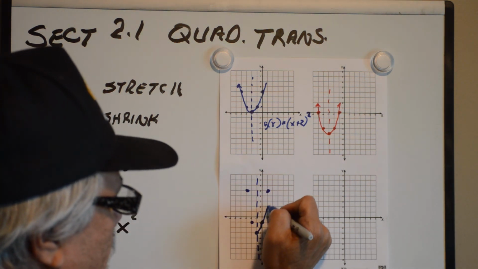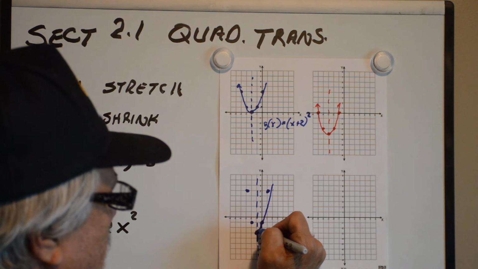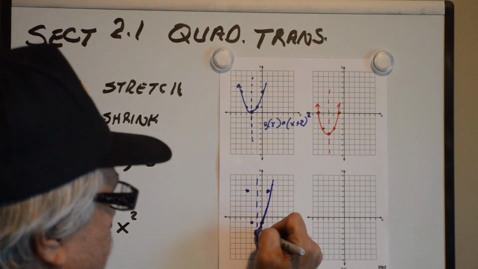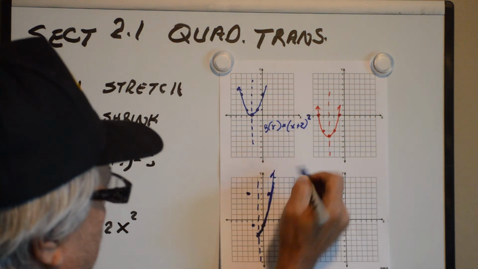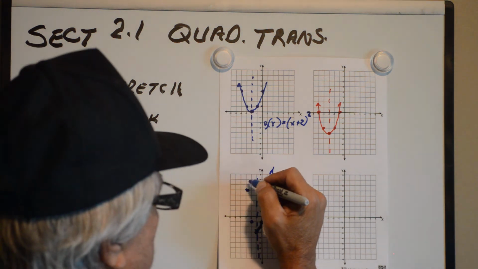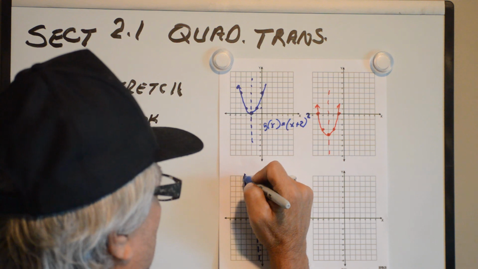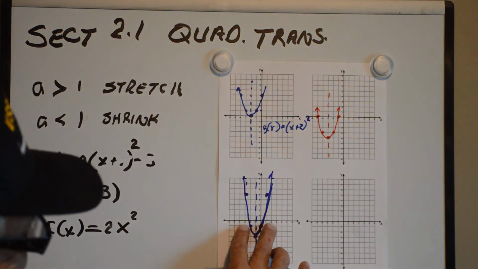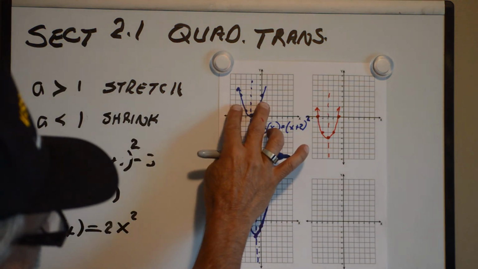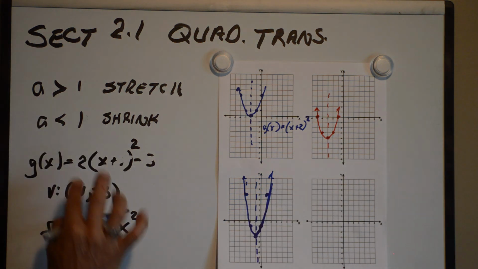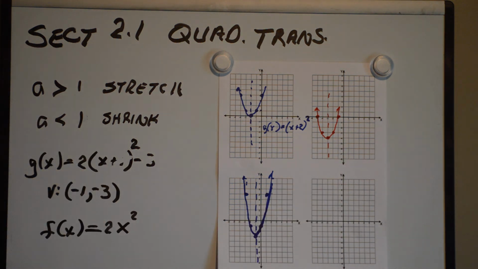There is my parabola. It doesn't want to go through the point. That's okay. You know what I'm talking about. And you'll notice this one is skinnier than either one of those two because that 2 is greater than 1. It makes it skinnier.